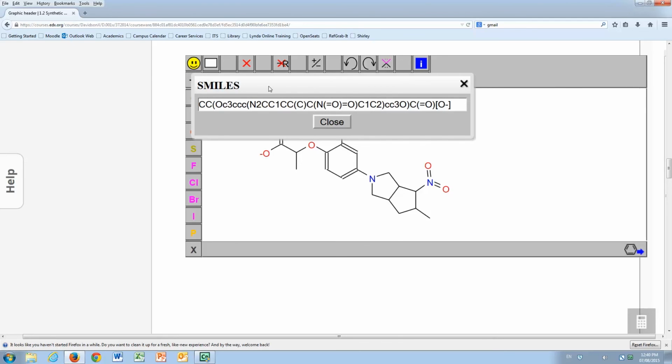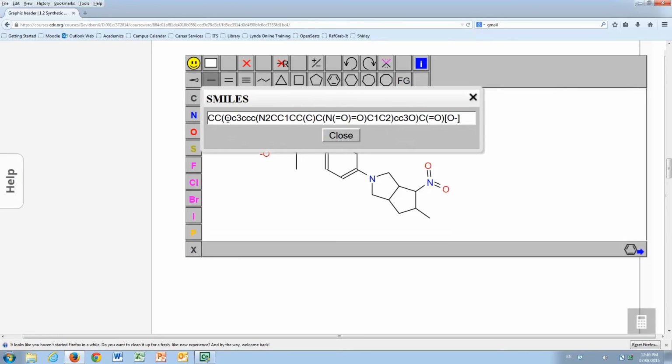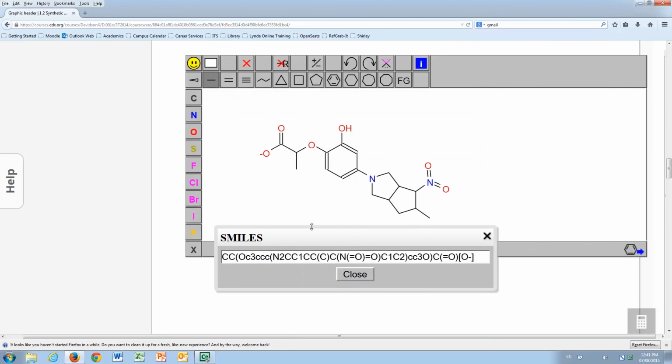So if we click on the SMILE button, we get this string of letters and characters, and these represent this structure that we've drawn here. And from this string, you can recreate this structure. So there will be other times in the course where we will talk about SMILES, and this is what we're referring to as these textual representations of what we would think of as a visual structure. And this is an important representation of molecules that allows us to grade structures and communicate chemical structures more easily.